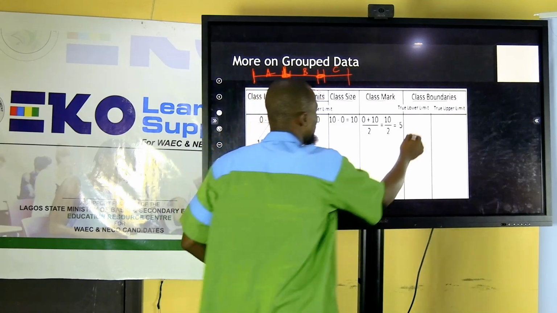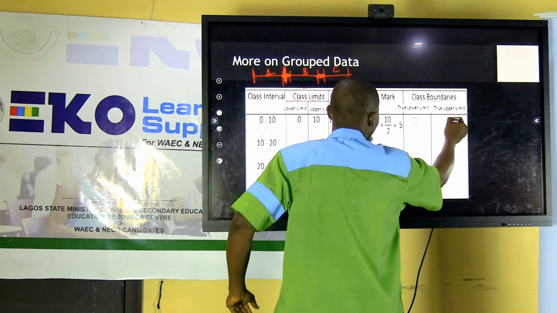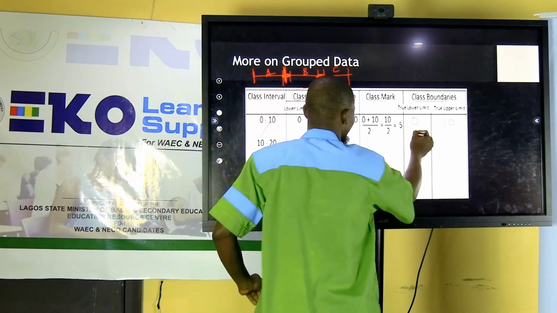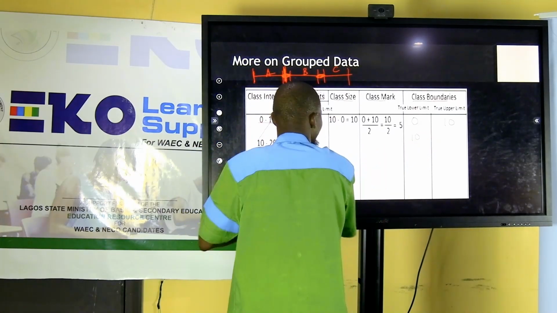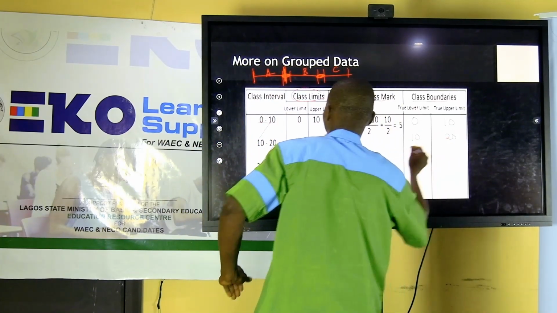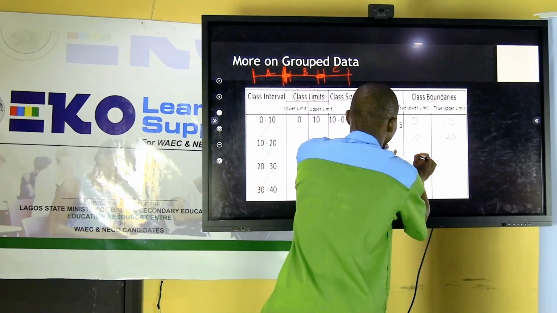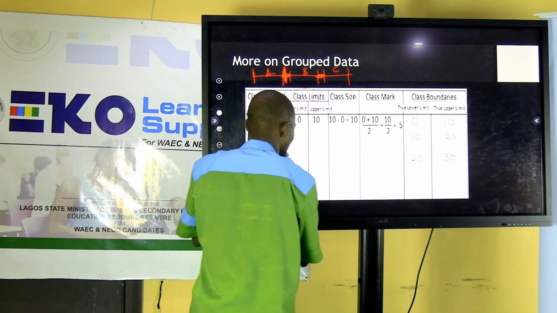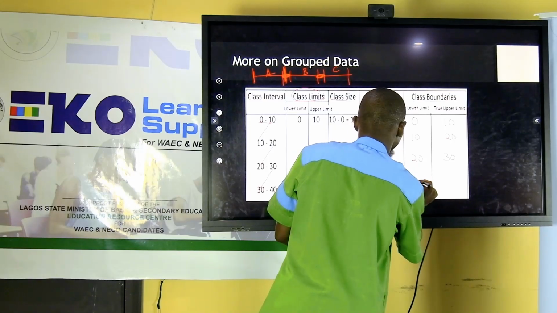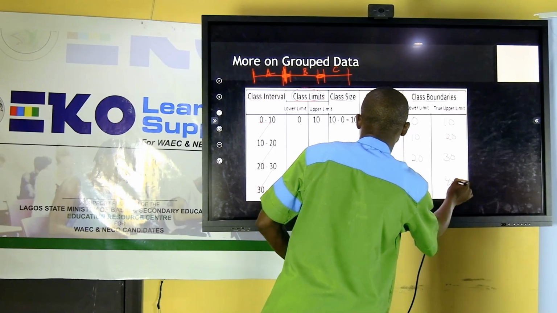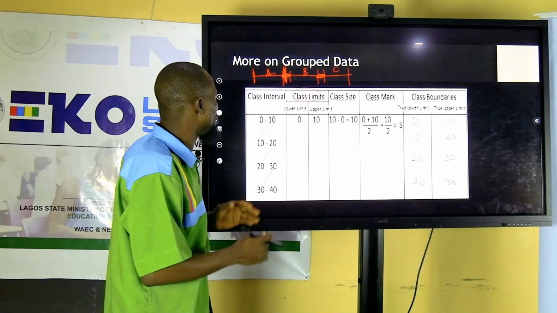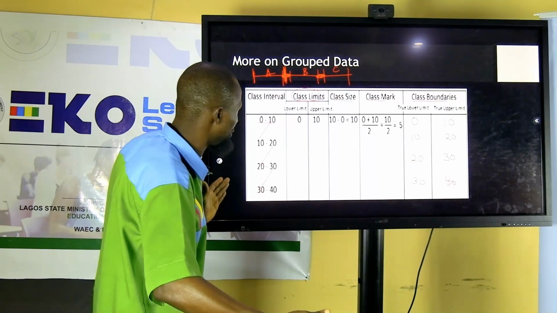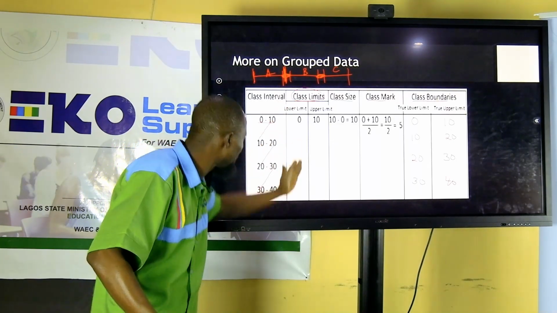So the true lower limit, this is 0. And this is what? 10. This is 10. This is 20. This is 20, this is 30. This is 30, and this is 40. Now we have something we call the class limit, which is the lower limit and the upper limit, which is the same thing that we have here.